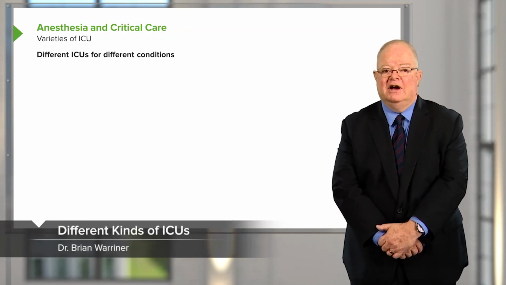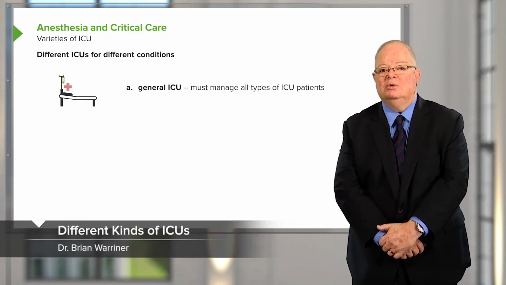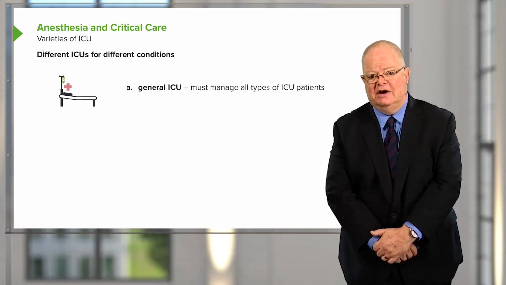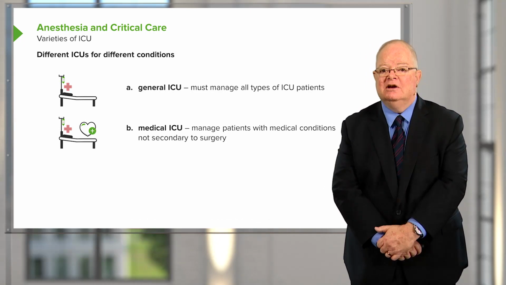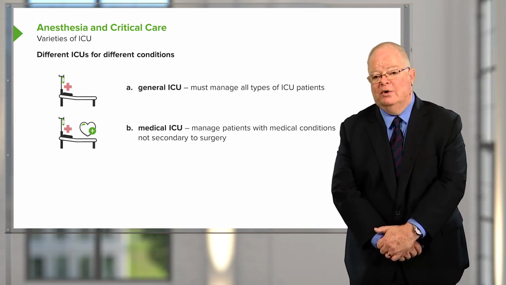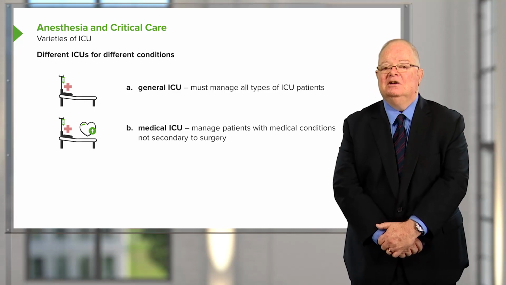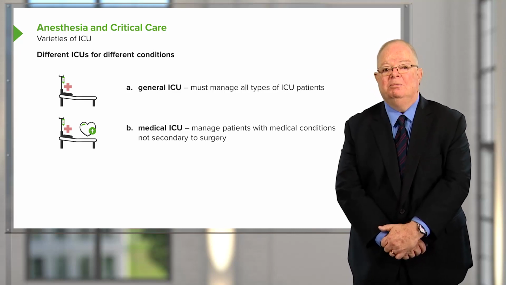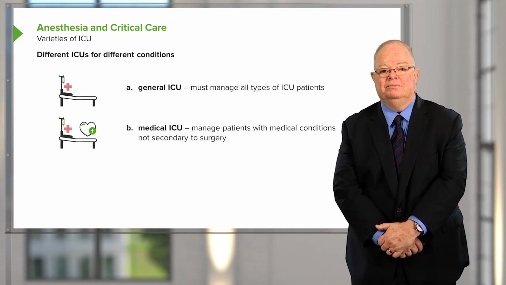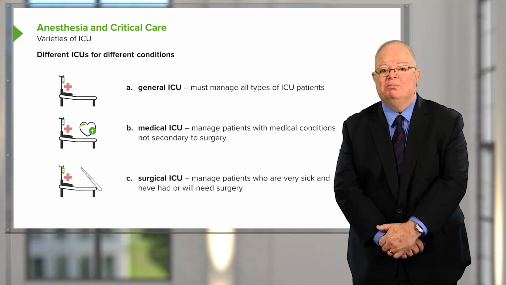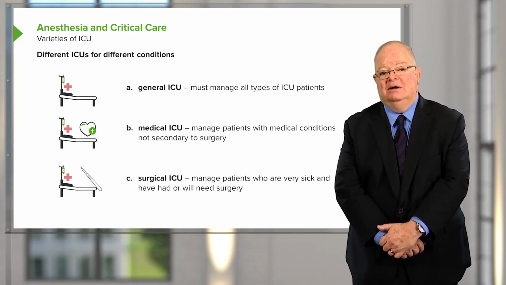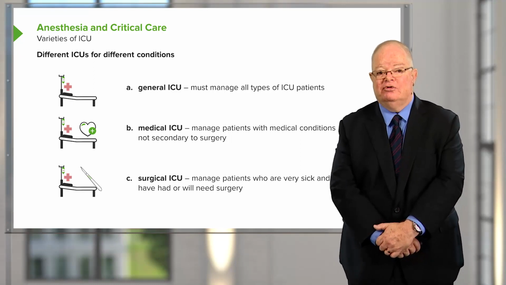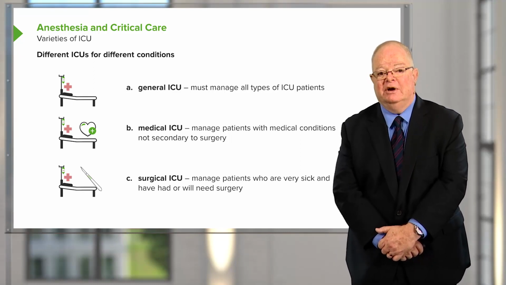There are different kinds of ICU. There's a general ICU which will handle pretty much all types of ICU patients. There's a medical ICU which manages patients with medical conditions not secondary to surgery. So for instance, renal failure, diabetes, neurologic disease would be handled in a medical ICU. There's a surgical ICU, which manages patients who are very sick and who have had or will need surgery. They may come after surgery or actually be prepared for surgery.